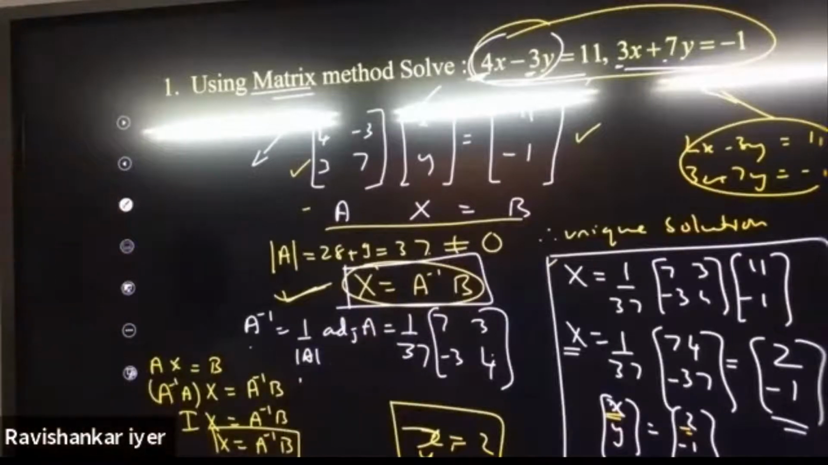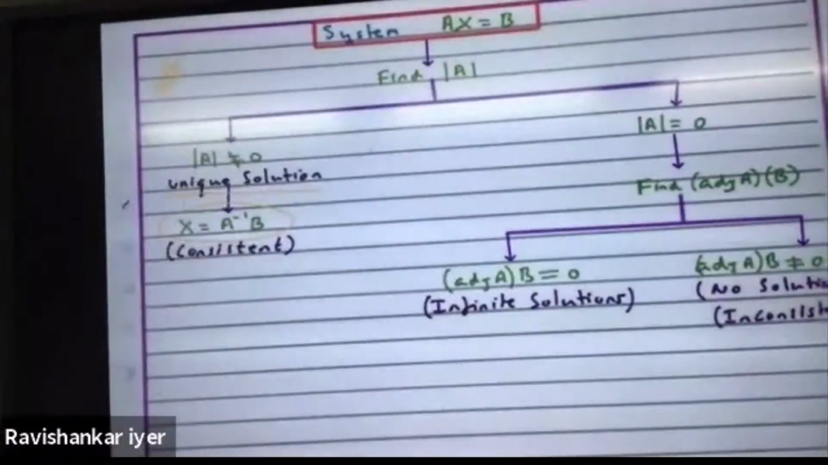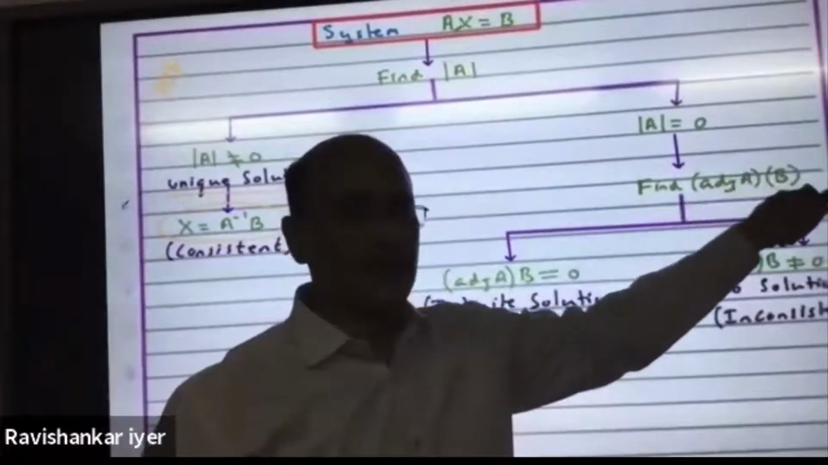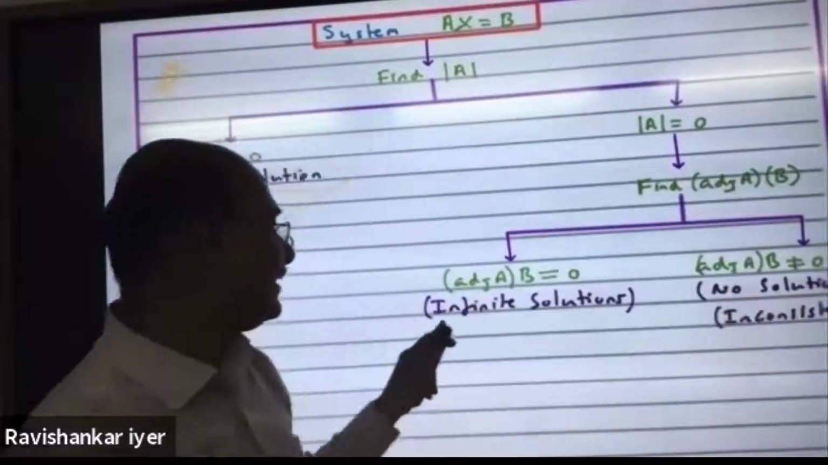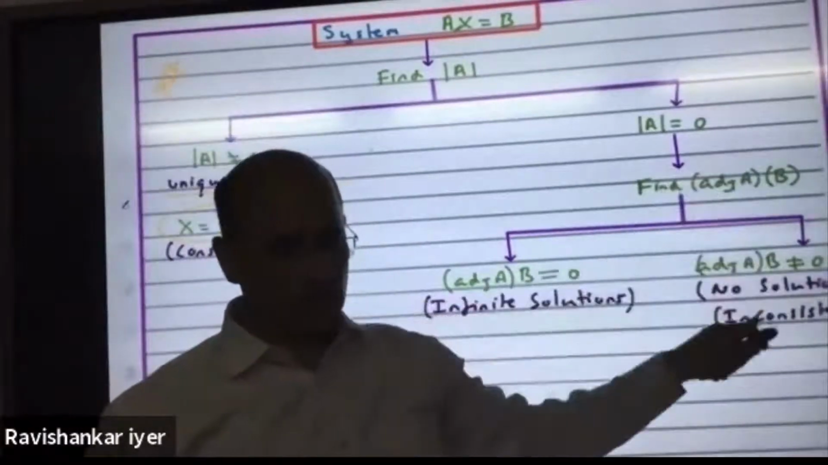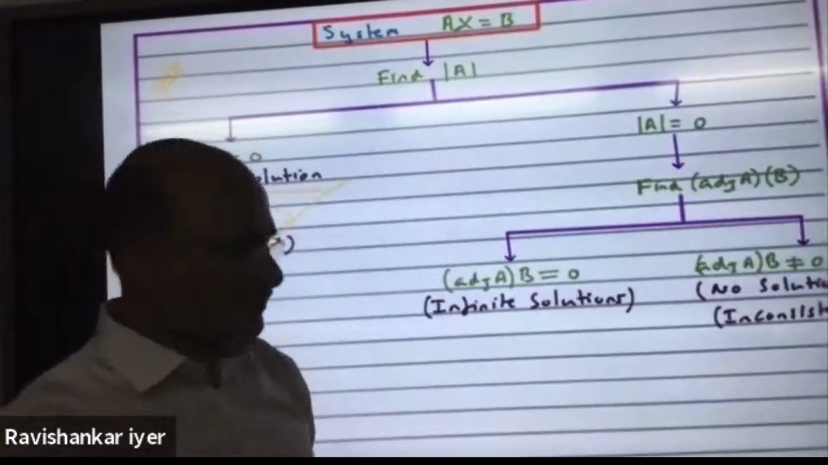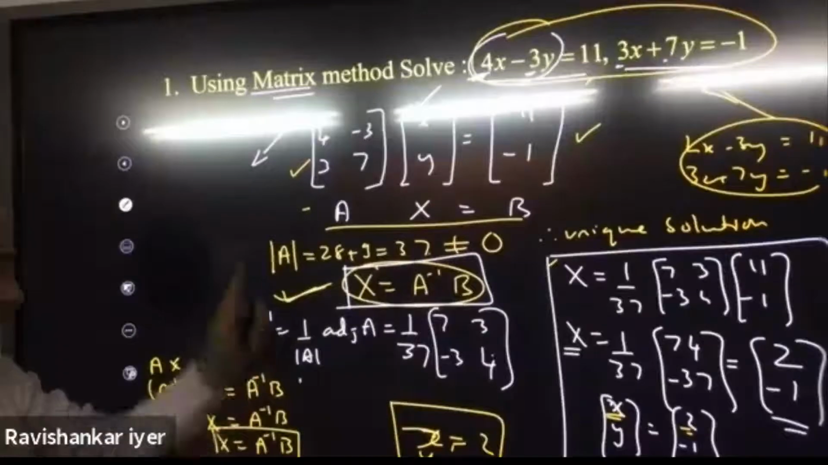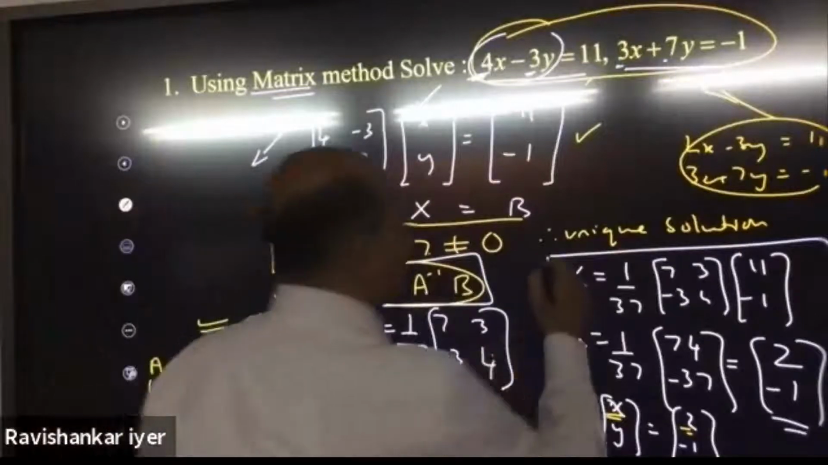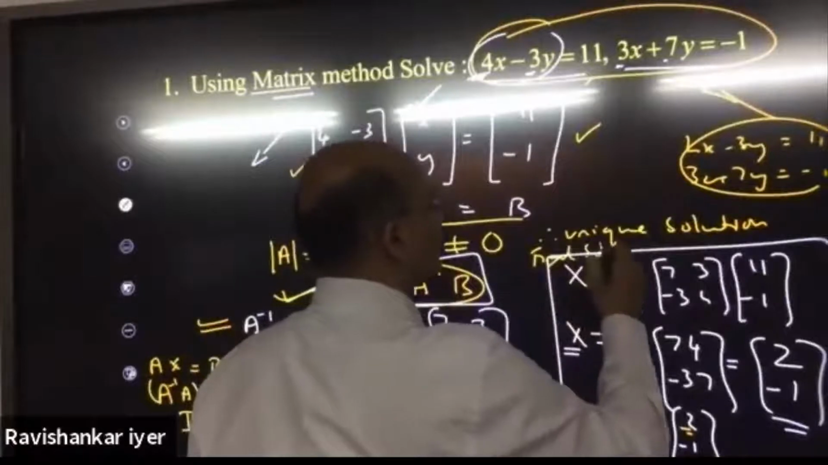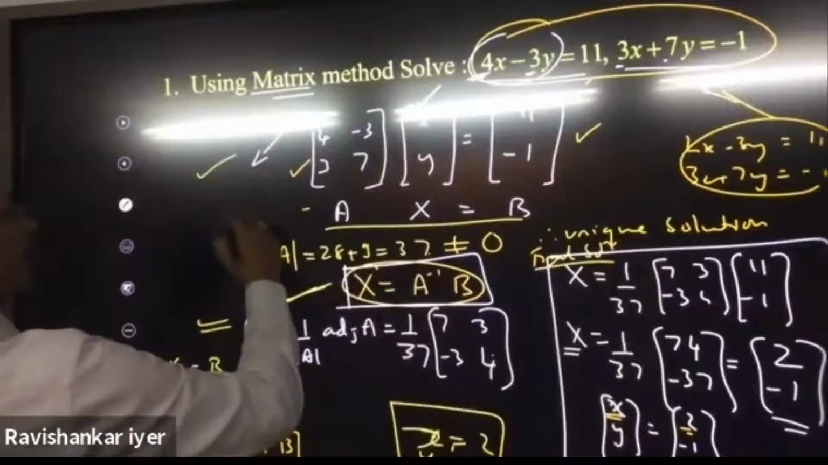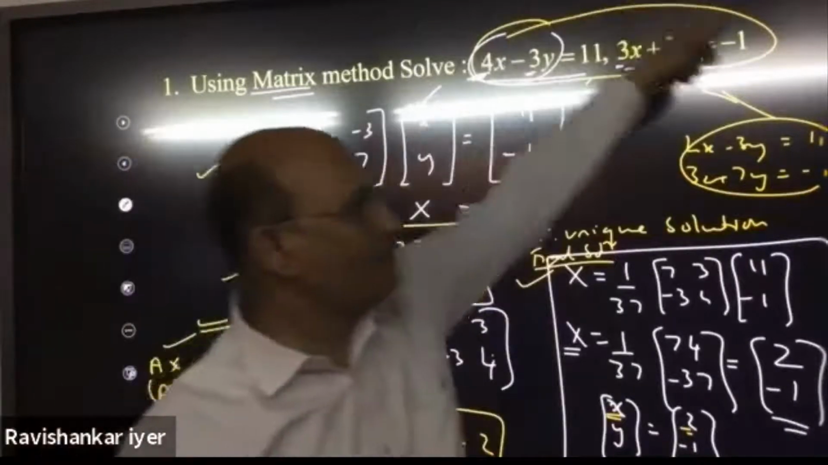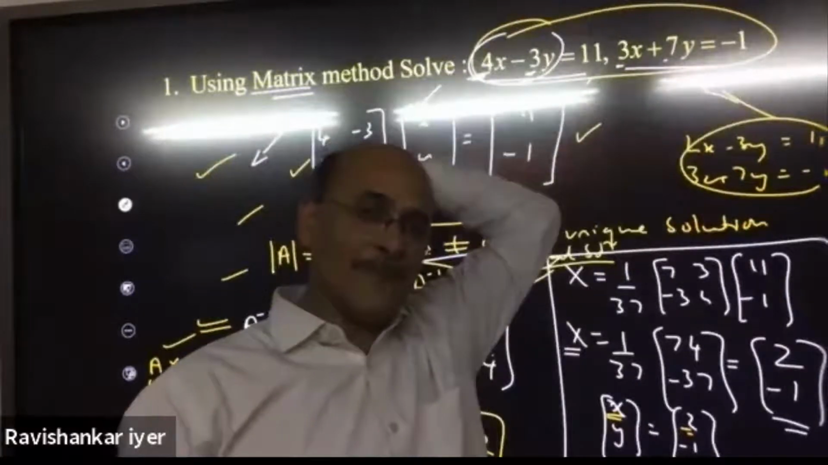That's why this chart is very crucial. If determinant is not equal to 0, the solution is this. But if determinant becomes 0, then you have to find adjoint A into B, because based on that, the conclusion is there: either it has infinite solutions or it has no solution. We will come to that sum when the time comes. But right now, I know that determinant is not equal to 0, so I solved it out. I got A inverse and used it in the final solution. So this is the way I solve simultaneous equations using the matrix method.